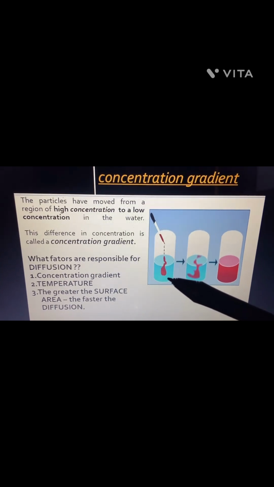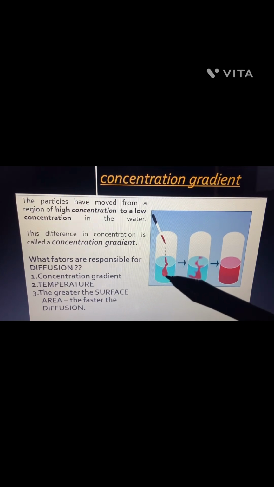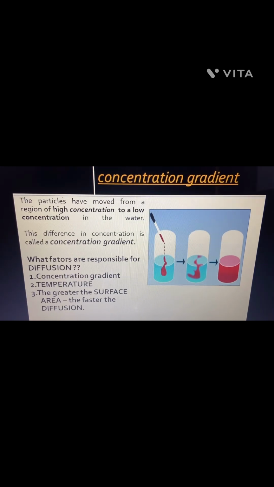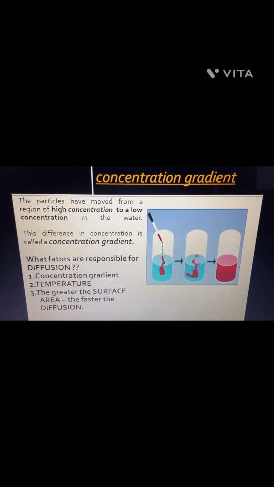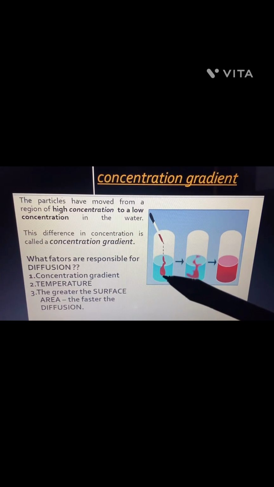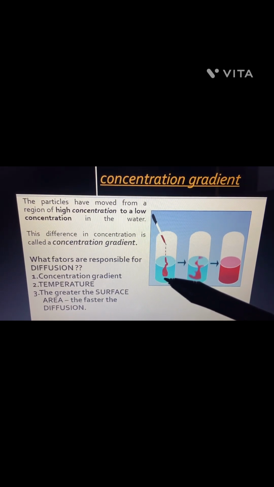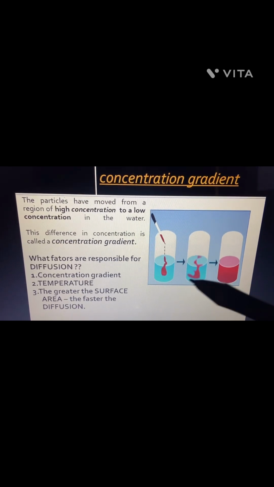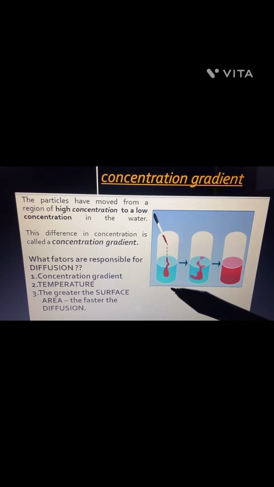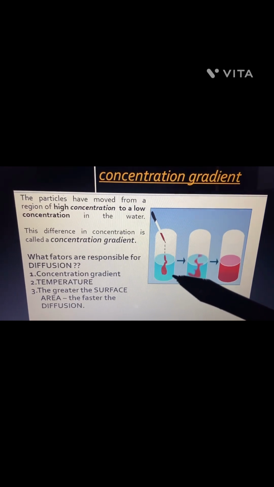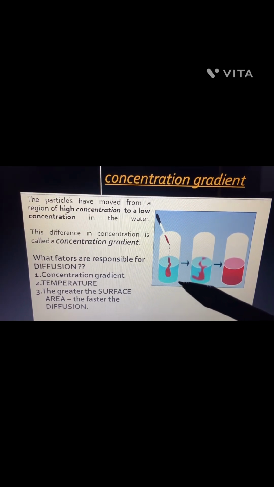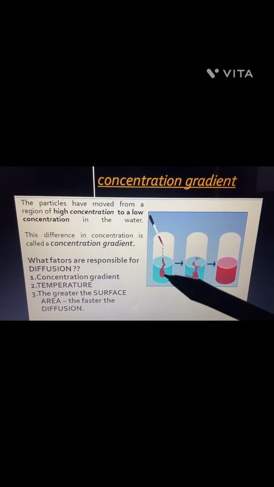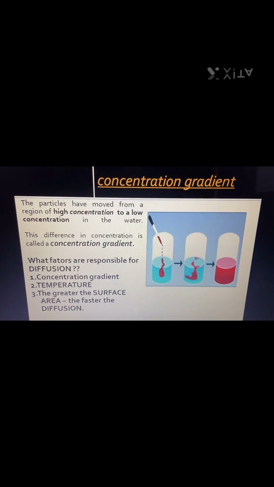Second is temperature. Friends, if we increase the temperature, what will happen? The kinetic energy of the molecules increases, so this process will occur faster. So temperature plays a big role in the process of diffusion. And third is, the greater the surface area, the faster the diffusion. So now you have understood the factors responsible for diffusion. First, the concentration gradient. Second is temperature, which increases the kinetic energy of the molecules. Third, the greater the surface area, the faster the diffusion.